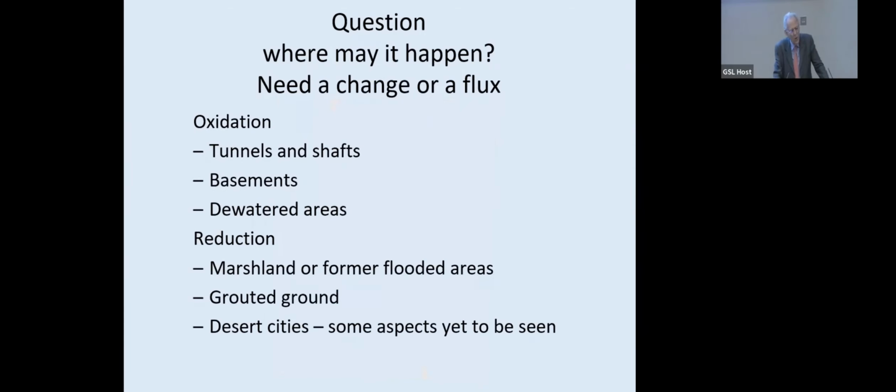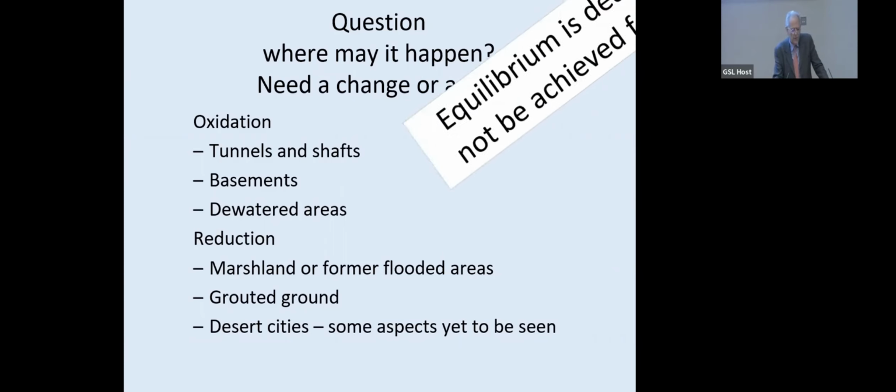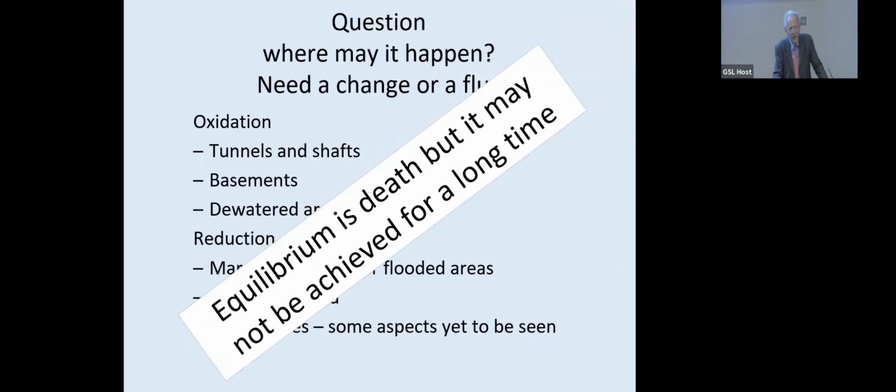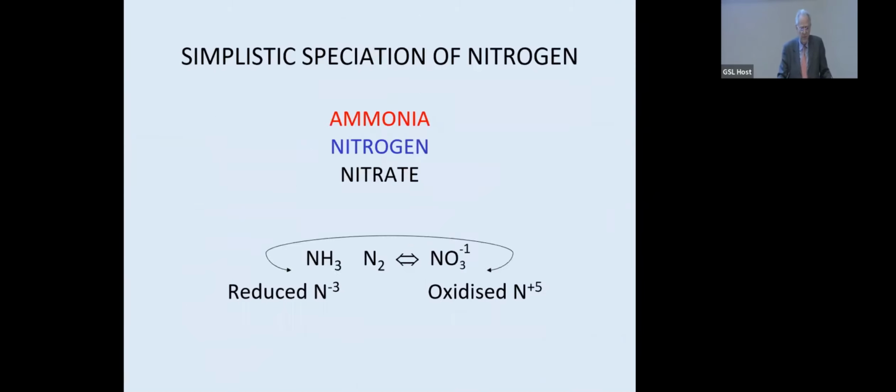And so where are we going to find it? In tunnels, in basements, in dewatered areas, where we've let oxygen in for the oxidations, or for reductions in marshland. Remember, I said it can go on for a long time, in grouted ground and in desert cities, but that's a bit special. But basically, equilibrium is death, but it may not be achieved for a long time. Thank goodness. But basically, you need that driving potential.